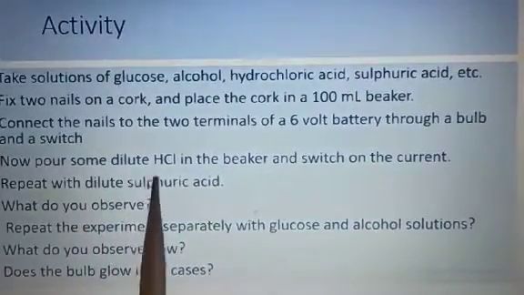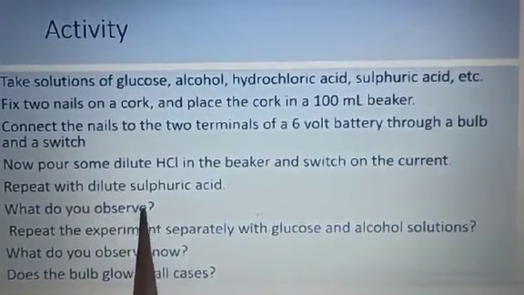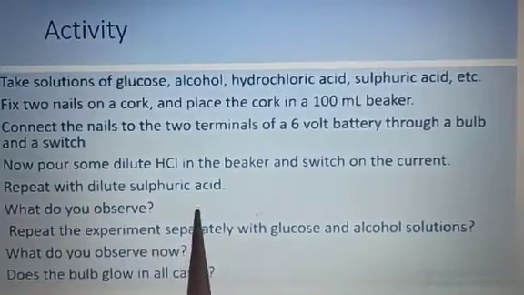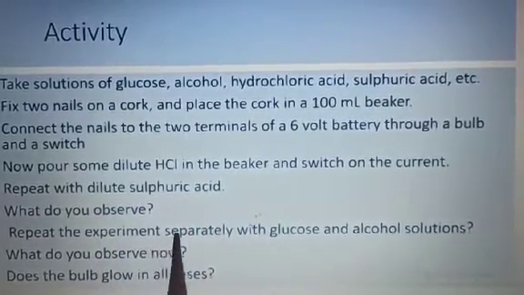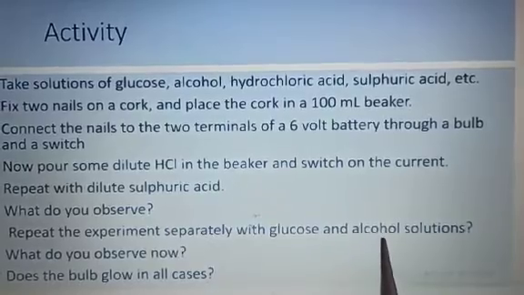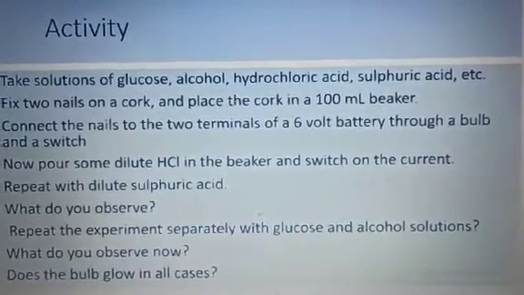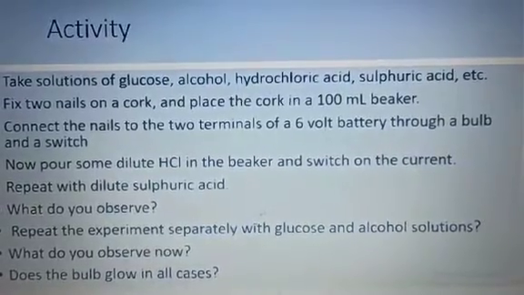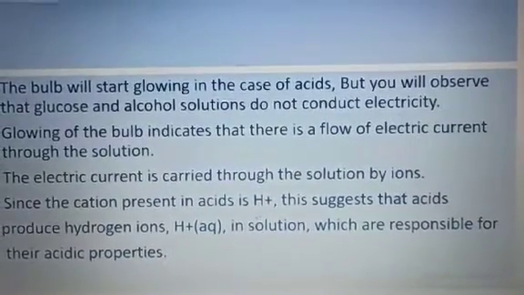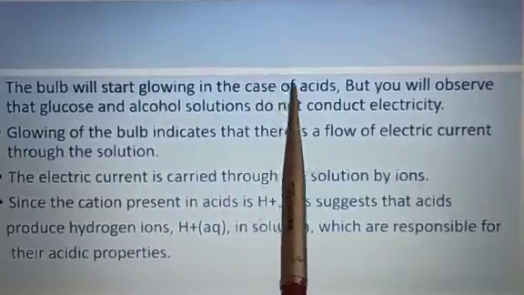Repeat with the dilute sulfuric acid, and then what do you observe? Definitely the bulb will glow. And when you repeat this experiment separately with glucose and alcohol, then what do you observe? Does the bulb glow in all cases? No. In these cases the bulb will not glow. The bulb will start glowing in the case of acids.